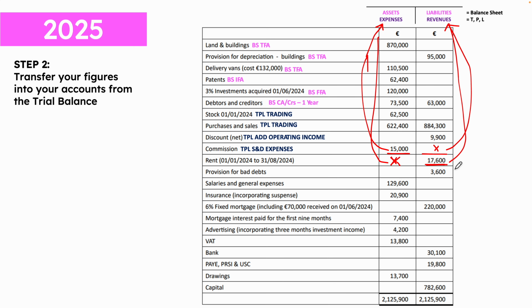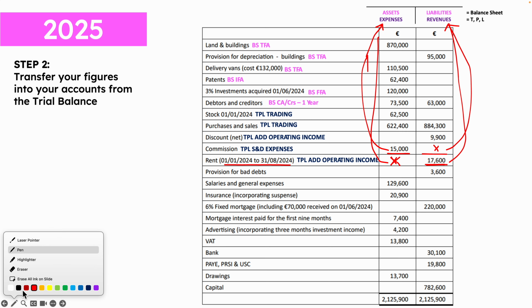So you have a tenant that rents space off you, and it's for a certain date, and we'll be taking a look at that later. So income, rent coming in, rent received, goes under the add operating income heading.